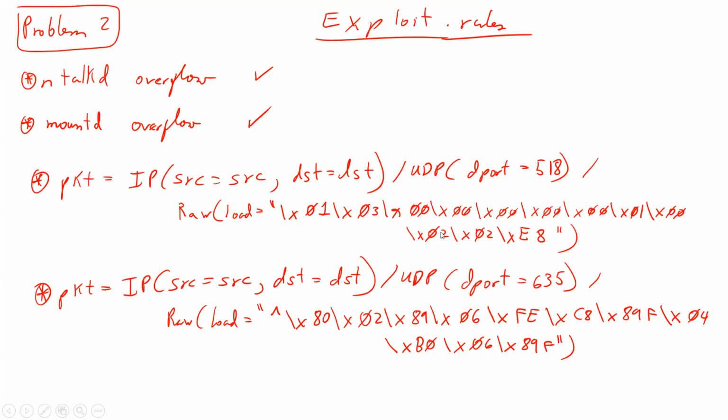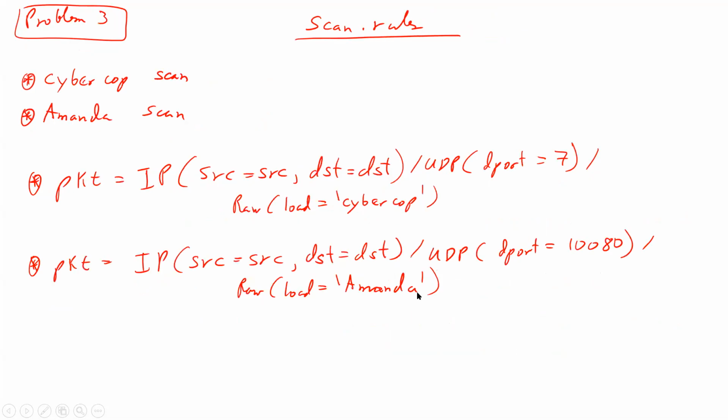So these are both UDP attacks, right? But again, go into the exploit.rules file, find the alerts corresponding to these. These will work if you just run them, but I want you to practice matching these to the alerts. All right. Problem 3 is, again, a third family of attacks, scan.rules.